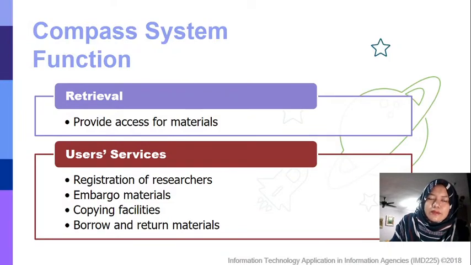So they also have retrieval, which provides access for the material, so we can just directly type, okay, based on either researcher, and then a few criteria involved: researcher, based on company itself, based on materials, based on title and so on. Okay, and also user services, which include registration of researcher, might be individual or within the company itself or government agency, embargo materials, copying facilities and also borrow and return materials.